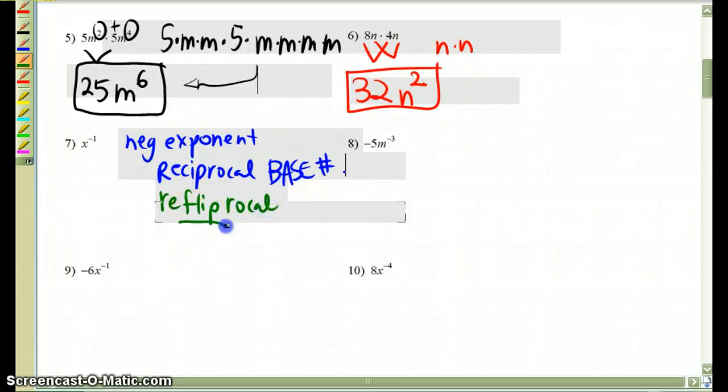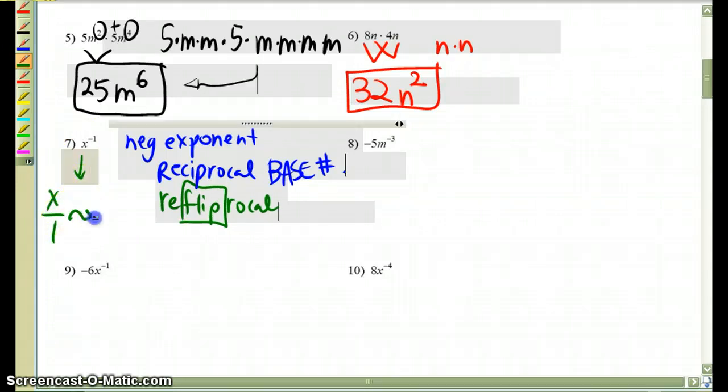So to find the reciprocal, and we like to call it the "refliprical," okay, refliprical, meaning the fraction will be flipped. So first we have to change it to a fraction. So x is the base. I'm going to write x over 1. That's how I make it a fraction. So the refliprical would be 1 over x.